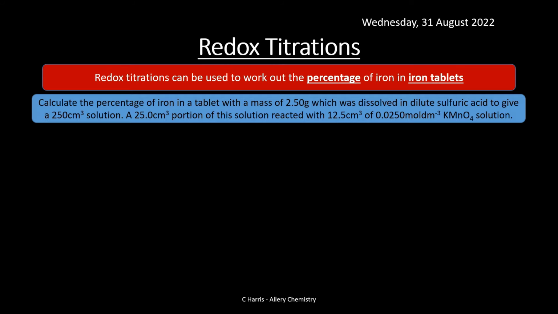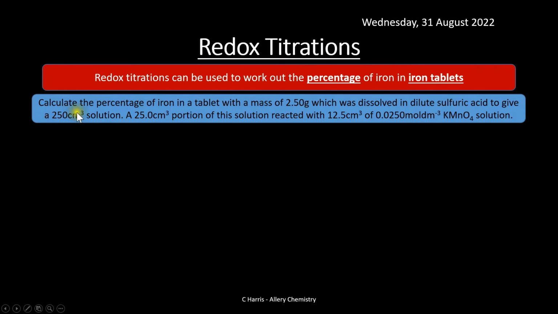Let's strip this back a little bit. We want to work out how much iron is in a tablet. Iron tablets don't just contain pure iron, obviously. It's an iron compound, and there are other substances in that tablet. But the whole tablet weighed 2.5 grams. We dissolved that in sulfuric acid because it dissolves easier, and obviously we need the H plus ions as well. So we've made a big vat of acid with the dissolved tablet, 250 centimeters cubed.